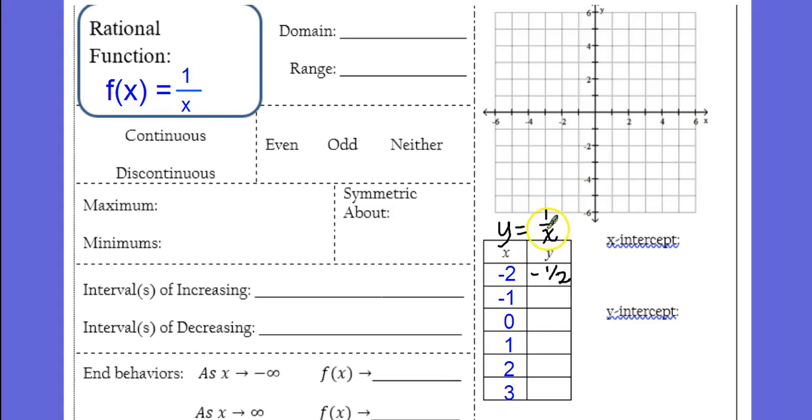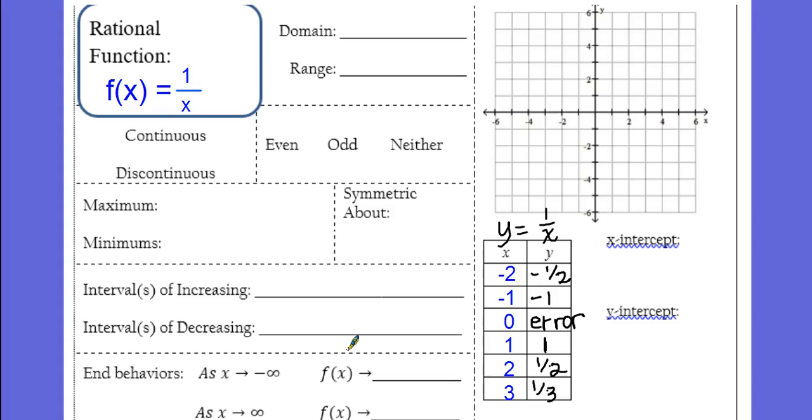What's 1 divided by negative 1? 1 divided by 0. Domain error. Can't put 0 in the denominator. So we have a domain restriction. 1 divided by 1. 1 divided by 2. 1 divided by 3. 1 divided by 4. 1 divided by a million. 1 divided by a billion.